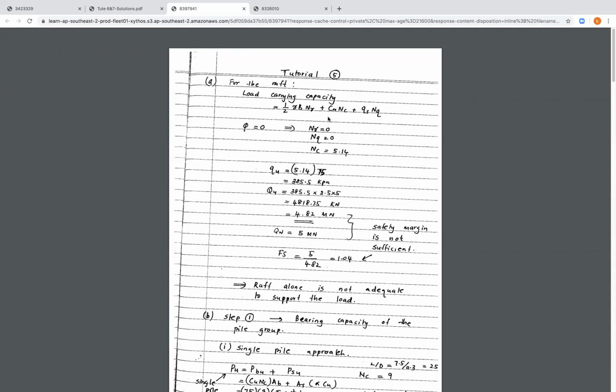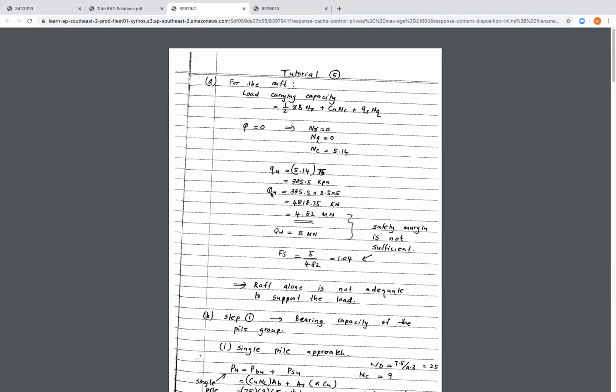And if we apply that in here, that term will be cancelled, will be 0, and that term will be 0. So we're going to end up with this term here, cu Nc. cu is equivalent to 75 and Nc is equivalent to 5.14. That will give us the ultimate bearing capacity of the raft itself. That will be 385.5 kilopascals.